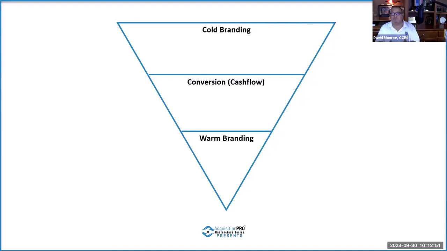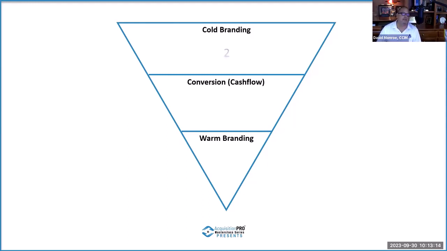All right, so here is kind of a pyramid. What this pyramid represents is you should spend most of your time on cold branding, some of your time on conversion, which is actually getting cash flow into your business, or in this case, investing dollars, and then a small amount of time on warm branding. And I'm going to talk about how all these connect together.